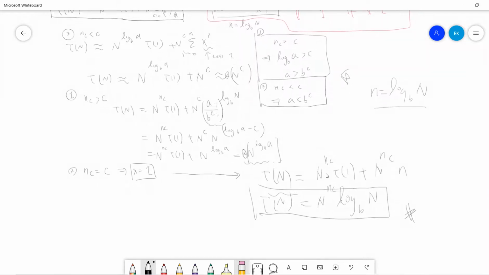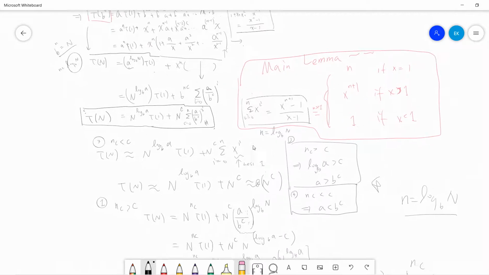we only get 1, right? We only get n, so it's N to the c, T of 1 plus N to the c times n. And what is n? n is log base b of N, right? So T of N is just N to the c log base b of N. So we prove it. Okay, so this is the second case.